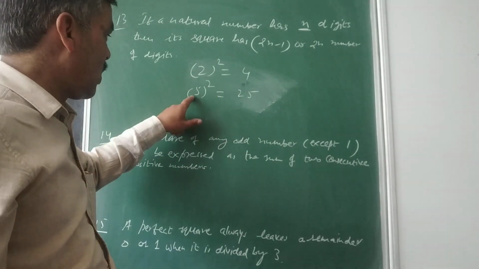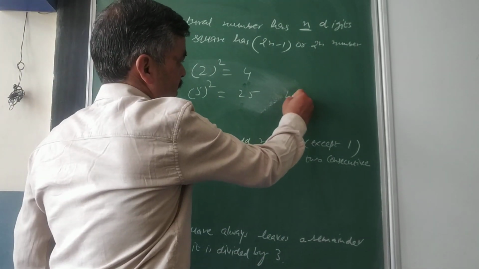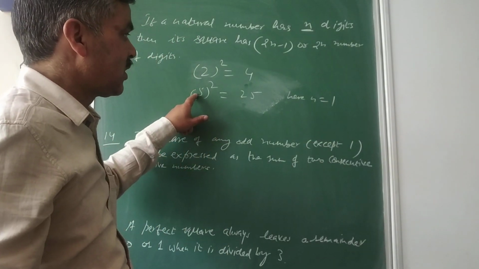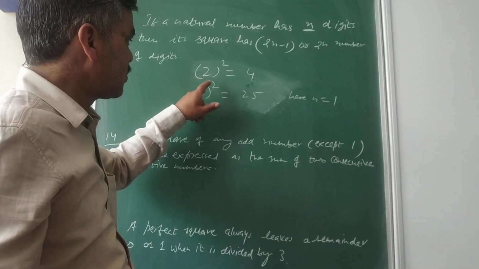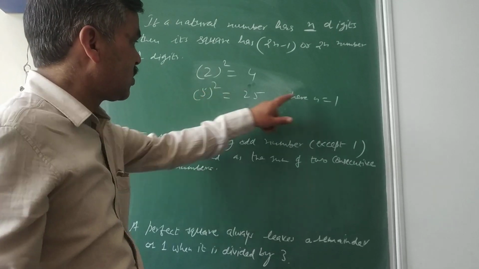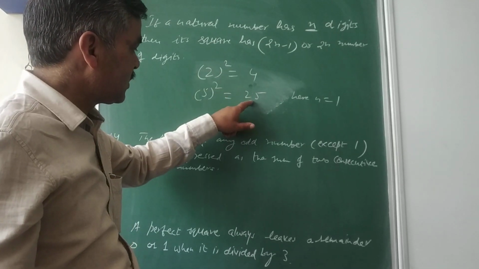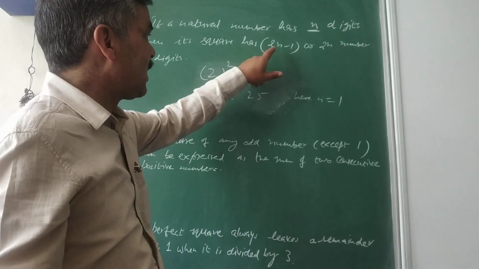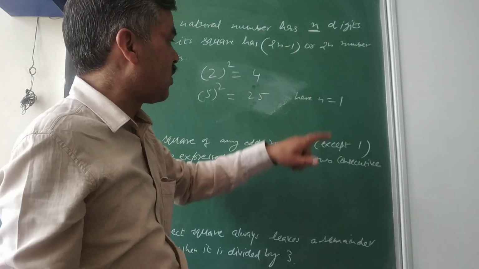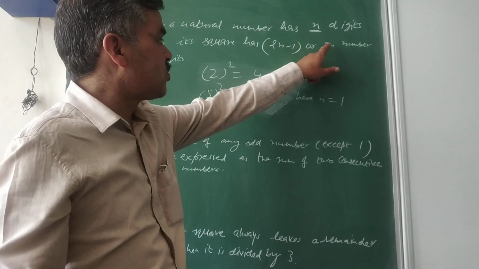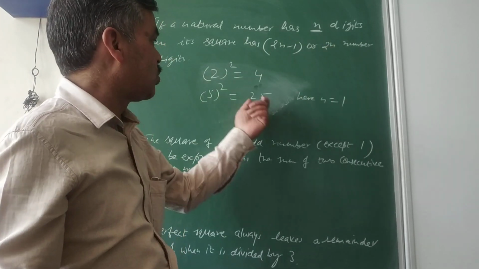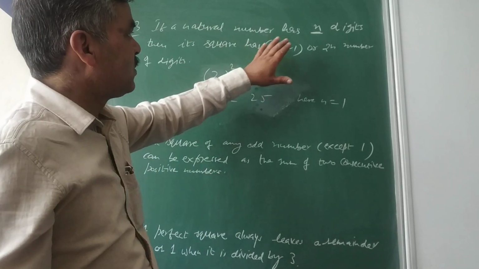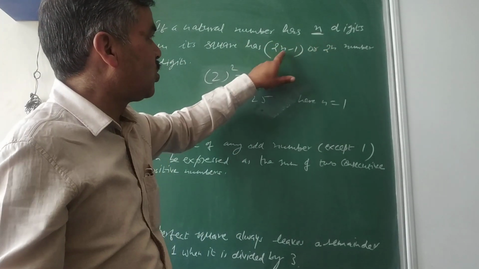Now how many digits here? What is n equal to? n is equal to 1. Only 1 digit is there in the number whose square I am finding. So n is equal to 1, and the square that comes is 25. So that will be either in this form or in this form. Now if n is equal to 1, 2 into 1 is 2, so 2 digits I am finding in the square. So the result will always be either in the 2n form or 2n minus 1.